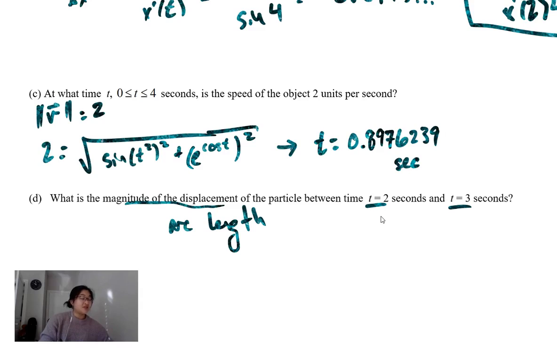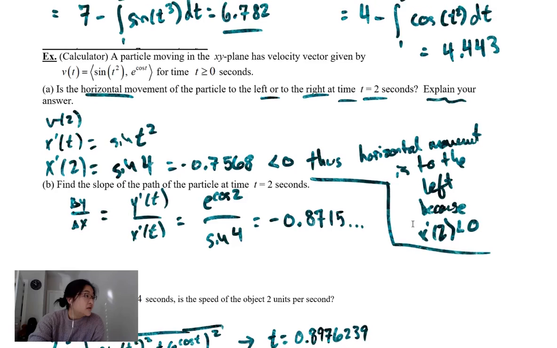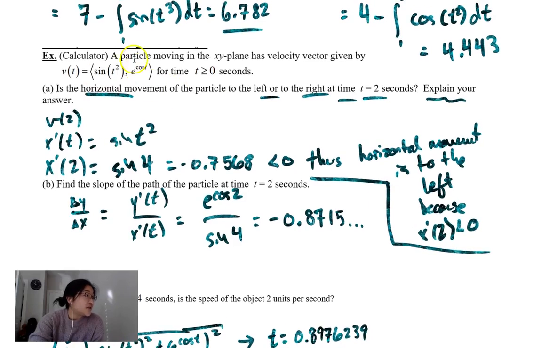So the magnitude of our displacement is going to be the difference between our beginning and our end points. So how are we going to figure that out? We need to evaluate our position at time t equals 2 and our position at time t equals 3. So we need to integrate these. Do we have a position? No, we're just looking at the difference between those two positions.